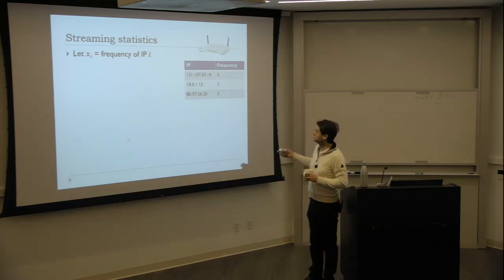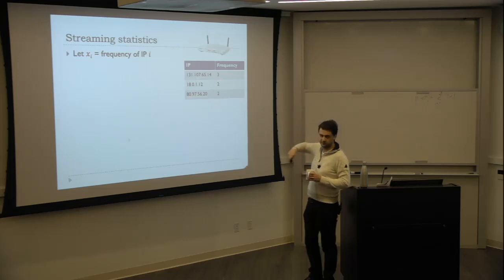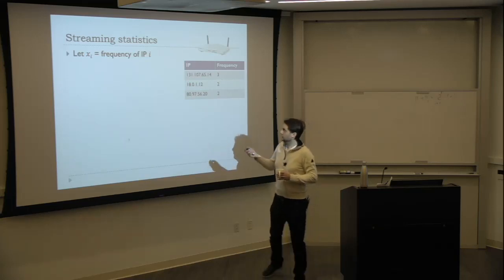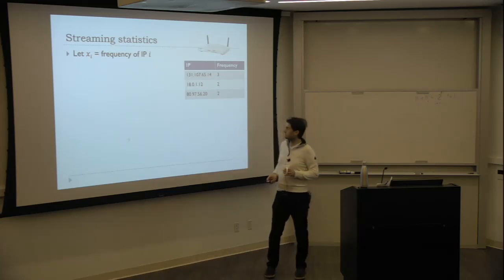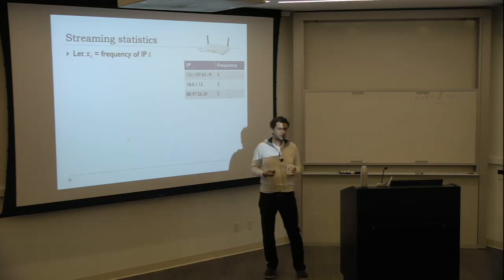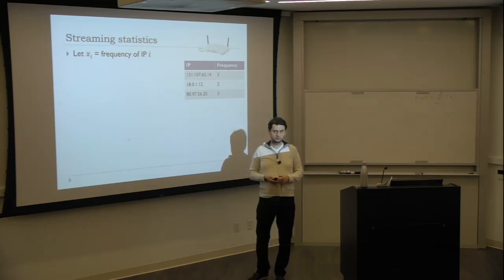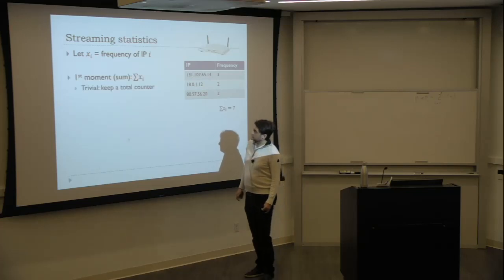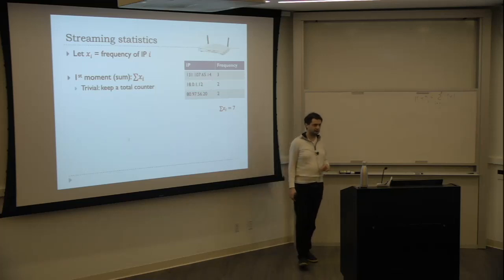Suppose the traffic for us is packets that have IPs. And basically the information we want to extract is frequency type information. For each IP called i, we have xi, which is the frequency of that IP, how many packets of that IP passed through. So x is a very high-dimensional vector, because the number of IPs, let's say, is 2 to the 32. And we want some statistics about this vector x.